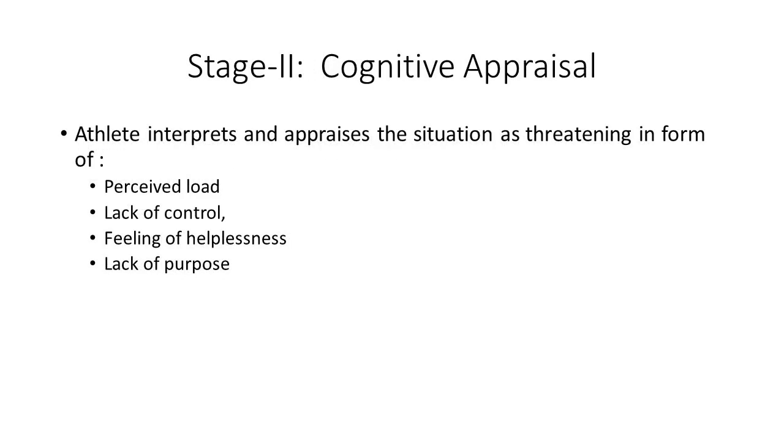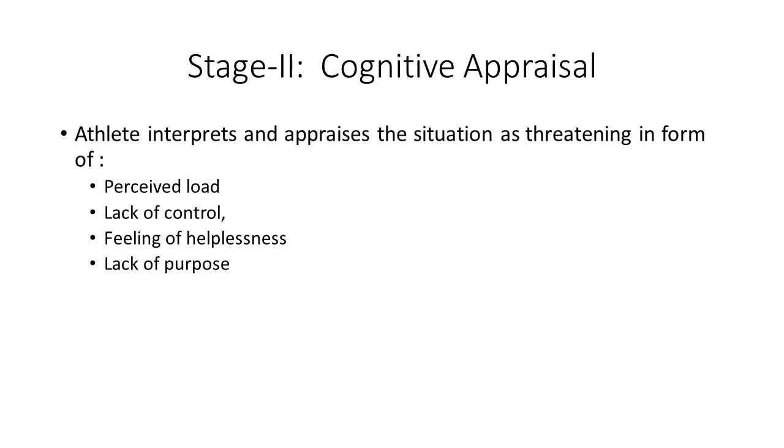But if we are not able to manage it, if the athlete is not able to confront these training demands and situational demands, it leads to stage 2, which is cognitive appraisal, wherein the athlete interprets the situation and starts appraising that yes, there is a problem, yes, I can't do it, yes, there is an issue, which creates a threatening situation.